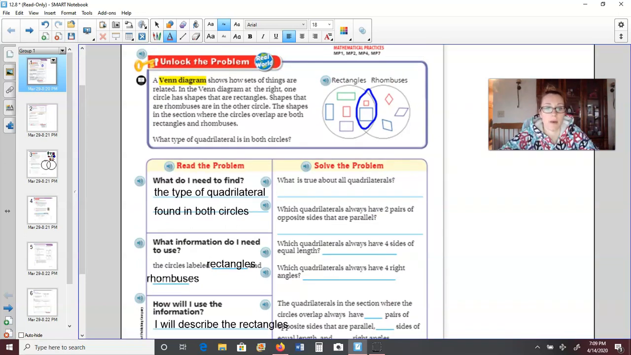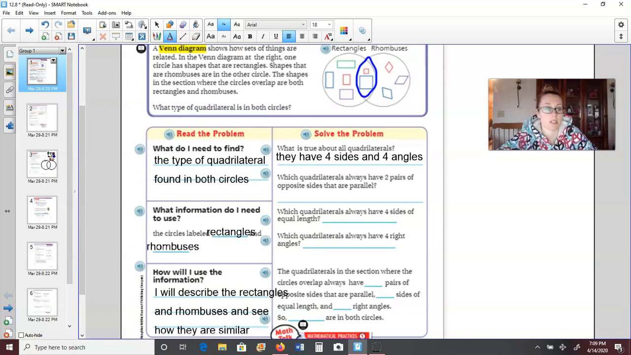So let's think of some questions here as we solve the problem. What is true about all quadrilaterals? What do we know about every single quadrilateral? Okay, so they have 4 sides and 4 angles. So we know all quadrilaterals, whether they are squares, rectangles, rhombuses, parallelograms, trapezoids, all quadrilaterals have 4 sides and 4 angles. Which quadrilaterals always have 2 pairs of opposite sides that are parallel? Remember, parallel sides are the opposite sides that will never cross or touch. They are always spaced the same amount away from one another.